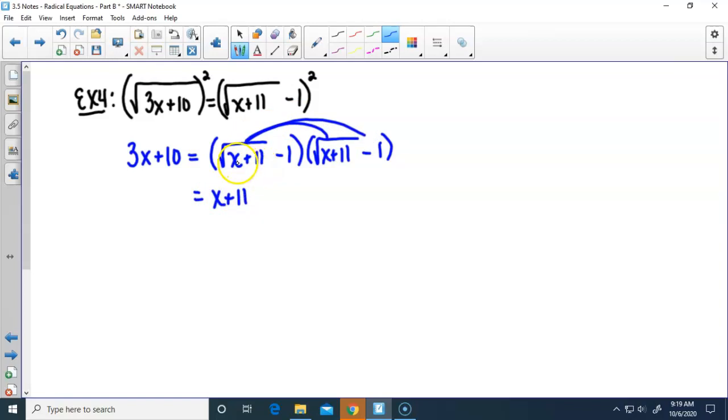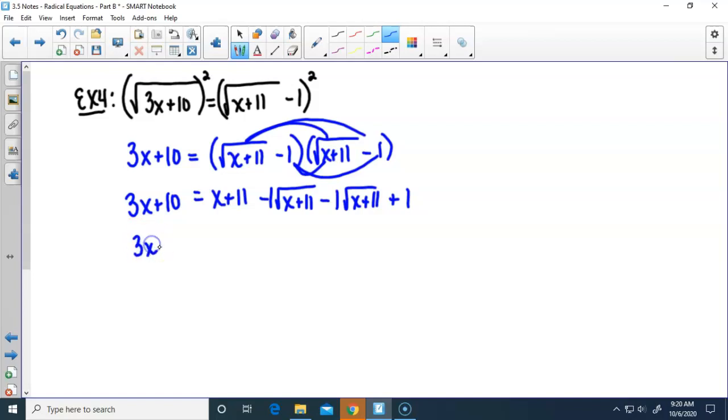The square root of x plus 11 times negative 1 is going to give us negative 1 square root of x plus 11. This middle term here will also give us negative 1 times the square root of x plus 11. And then our last terms, negative 1 times negative 1 is positive 1. And then over here, we've still got that 3x plus 10. We want to combine our like terms before we go any further. So we've got 3x plus 10 equals, and so I can put this 1 and this 11 together, so I'll get x plus 12 minus 2 square root of x plus 11.